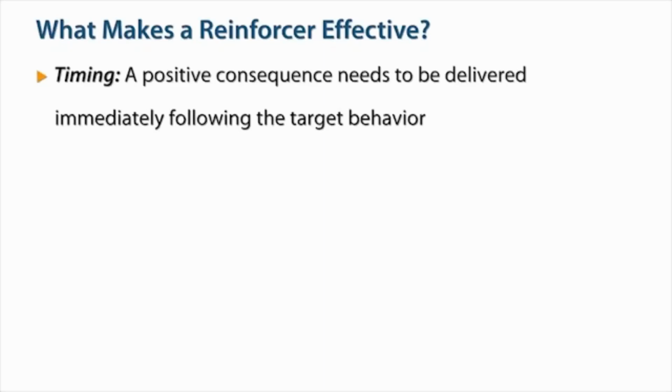Timing. The consequence needs to be delivered immediately following the behavior. It means within about a second and a half of the behavior occurring. This means the relation between the behavior and the reward will be stronger. That is, the target behavior becomes even more likely to occur. If you wait longer than that, you can end up rewarding some other behavior that you didn't intend to reward.